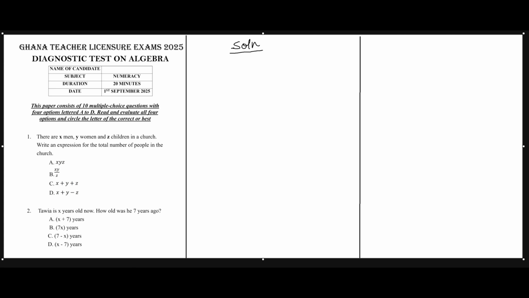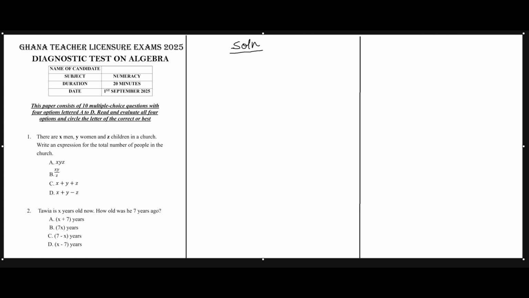Ghana Teacher Licensure Exams 2025. So this is Numeracy, and then we have some diagnostic tests on Algebra. In this particular test, there are 10 multiple choice questions. And I hope that after we are done solving all these 10 questions, it will prepare us adequately for the upcoming GTLE in the middle of October 2025.